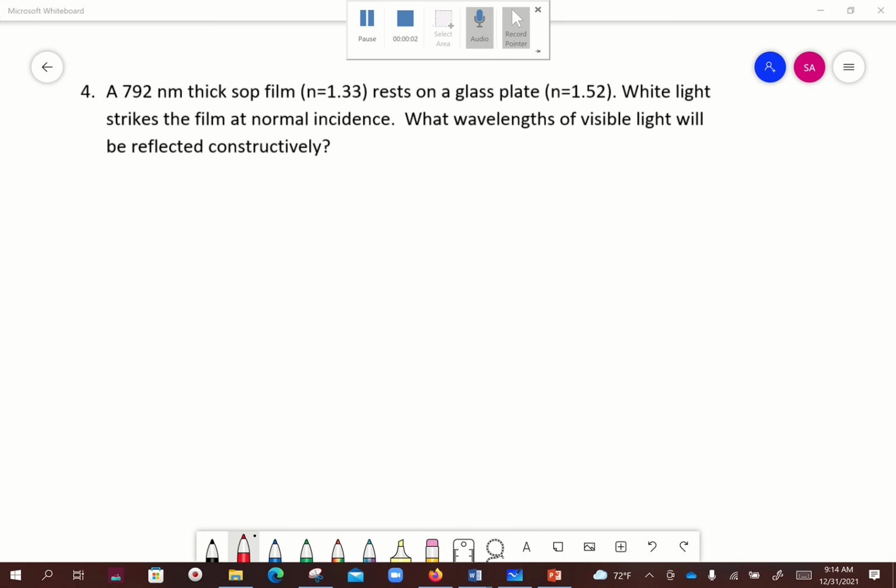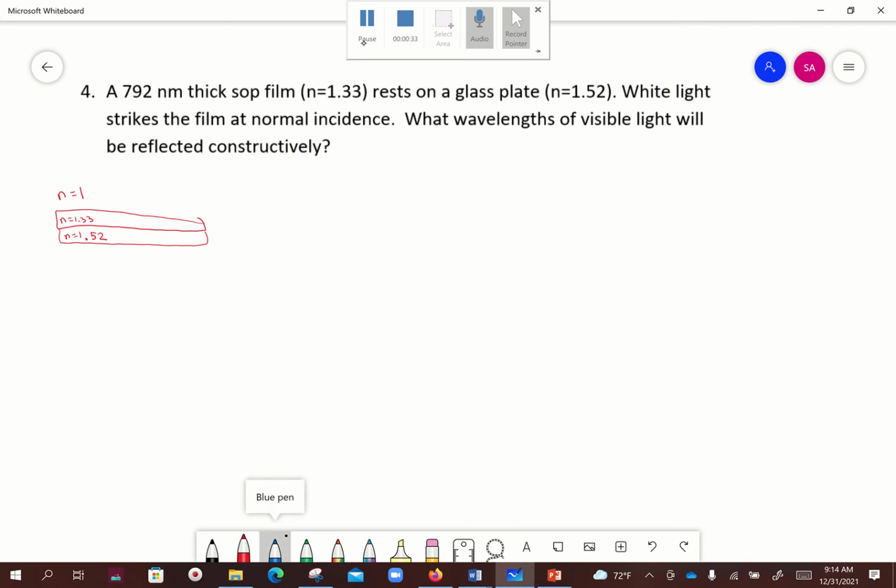Okay, so now we're going to do the same problem essentially again, just with a different configuration of materials for the film. So now I've got a soap film on top of a glass plate. So I've got a layer of soap on top of a glass plate. So I've got n equals 1.33 for the film, n equals 1.52 for the glass plate, and then we start off in air, which has n equals 1.